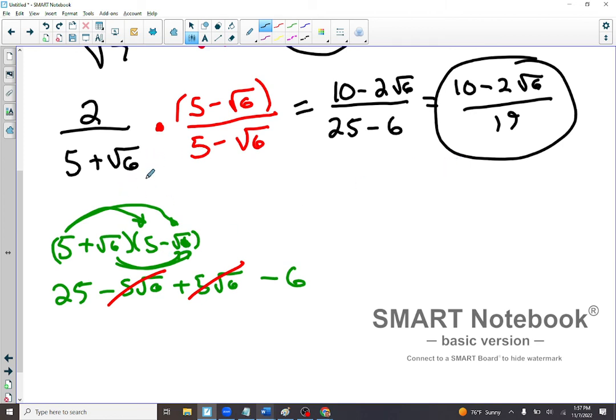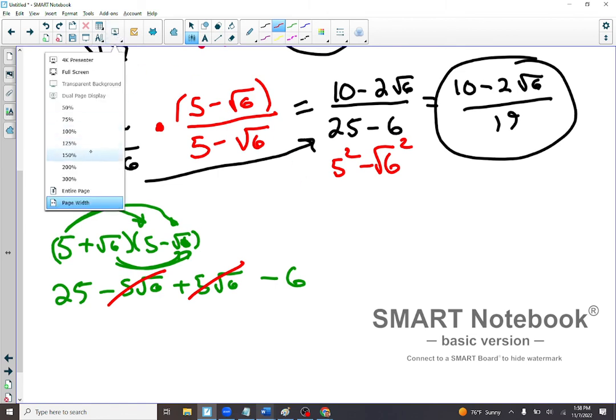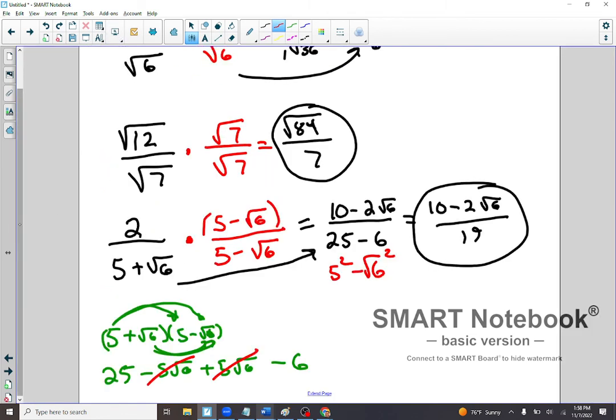This is the math that is happening to get to here. You don't need to do the math. All you need to know, it's going to be the first number squared, in this case 5 squared, minus the second number squared. I've been saying that. I'll zoom out. Isn't that called the conjugate or something like that? This is the conjugate, and the rule of this is the difference of squares.